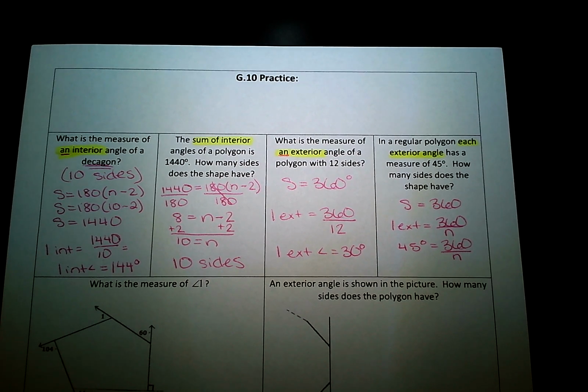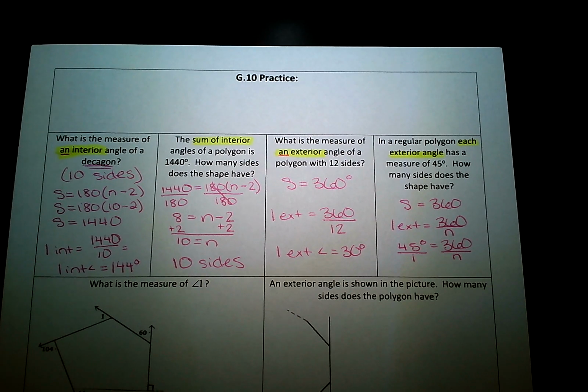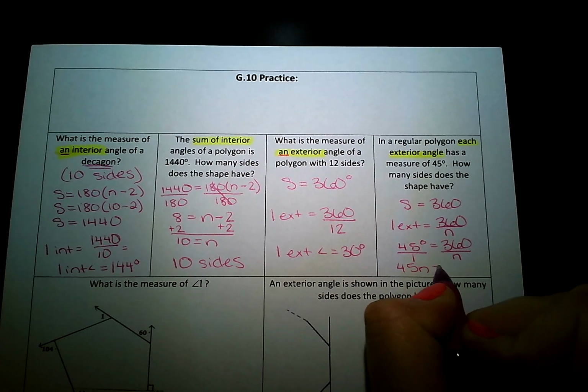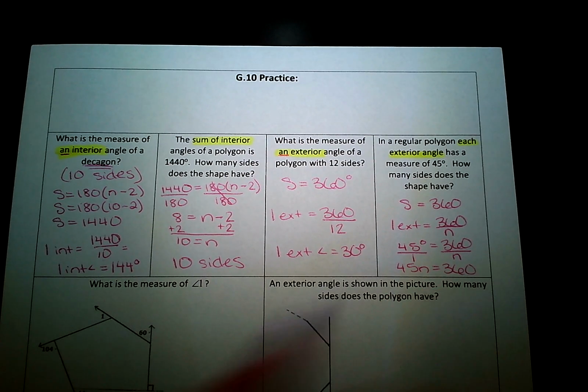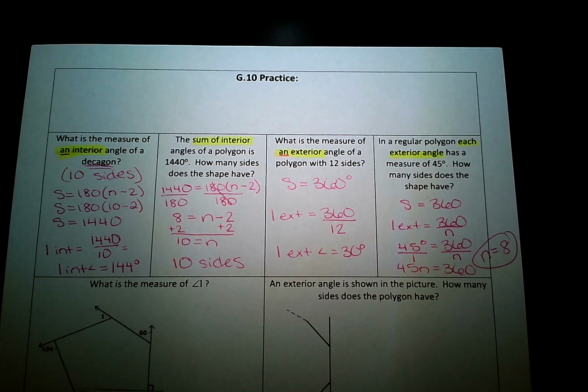So if we're told that 45 degrees is one of the exterior angles, we need to solve for the number of sides. I'm going to do this in a cross multiply way. I'm going to drop a 1 underneath this 45. So I'll have 45n is equal to 360 degrees. I need to divide by 45 on both sides to figure out what n is equal to. 360 divided by 45 is 8. So the number of sides is 8. This would be an octagon.